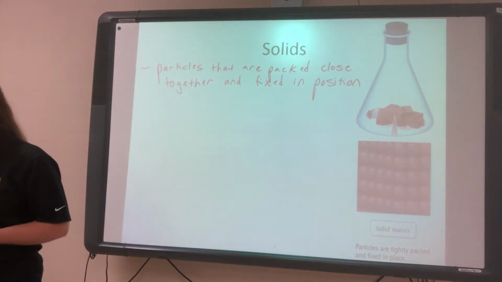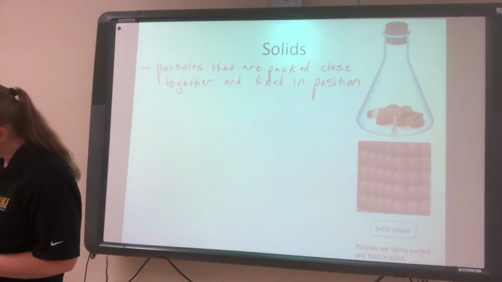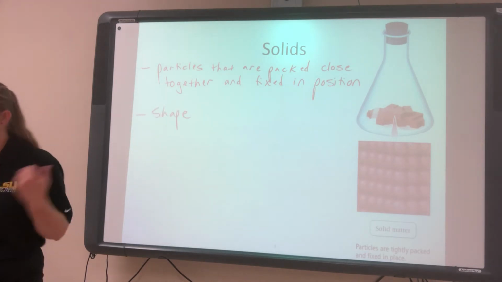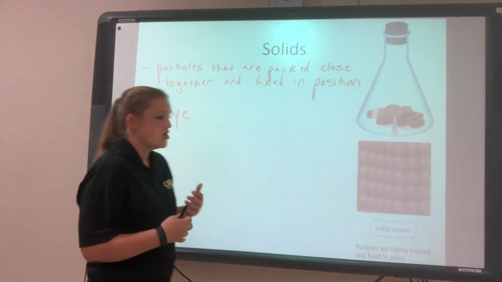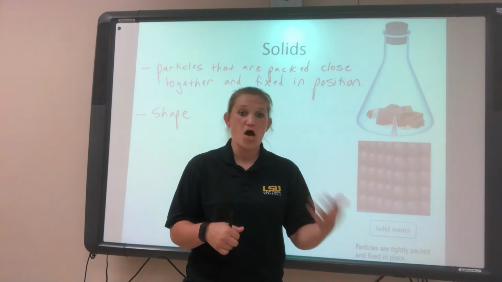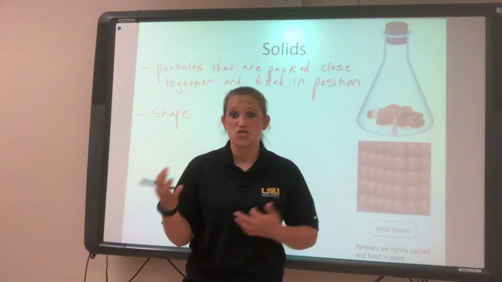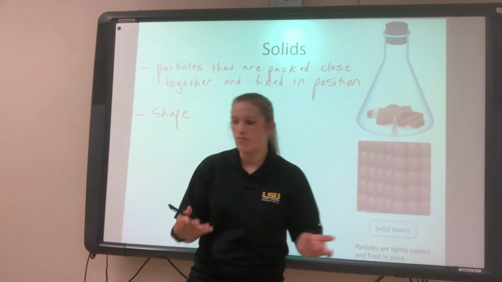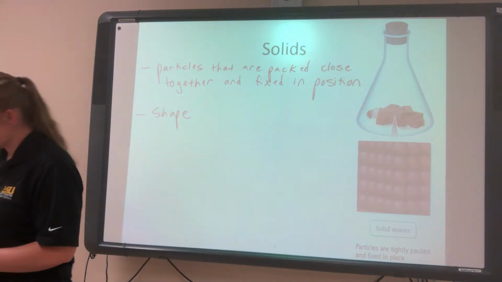So let's talk about a few things. Let's talk about their shape. Is it going to change based on the container or not? So think about if I have a solid like a book. If I put a book in a box, does the book change shape to match the box? No, it has a fixed shape. It's going to be the shape of a book. So the shape is fixed.